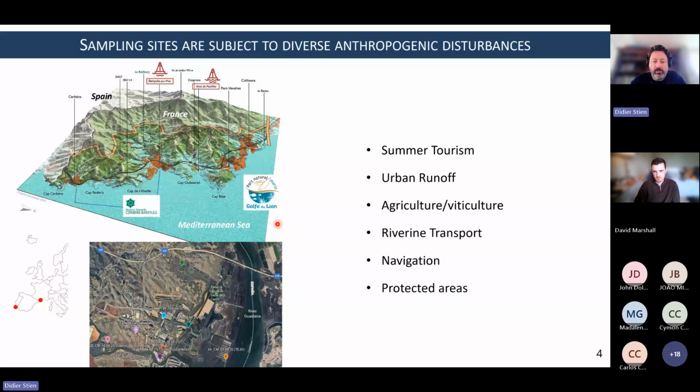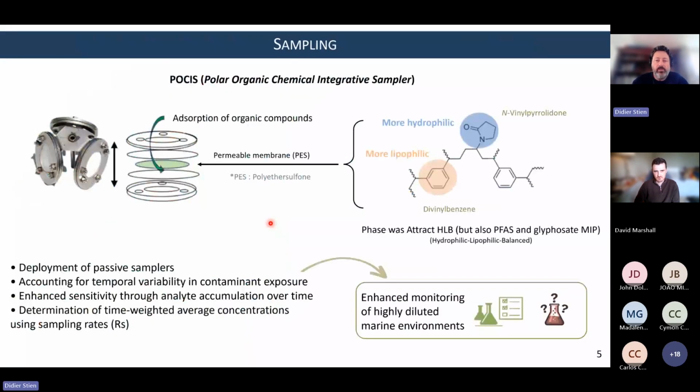There's riverine transport, more in Portugal. And of course, navigation. And what's interesting in these two places is that there are protected areas around, and they are said to be pristine, but I don't think there's any pristine environment on Earth now. So sampling sediment and marine organisms is easy. Sampling seawater is another question.